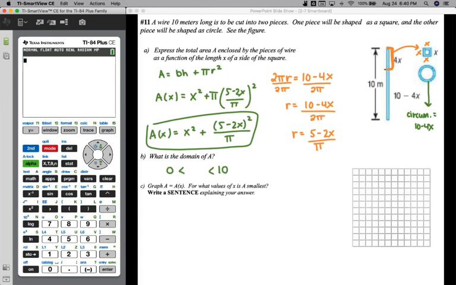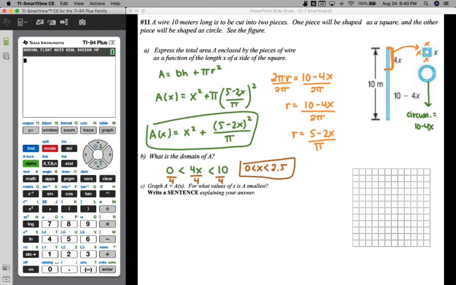But what is it that has to be between those two values? Well, in order to make a square, we need 4 sides. So we need 4 x's to make a square. If we can't make a square, then we can't follow the rules of this problem. And so this is how we're going to get the domain. We're going to just solve for x. We're going to divide both sides by 4. And what happens is x lies somewhere between 0 and 5/2, or 2.5. All right, and that is our domain.